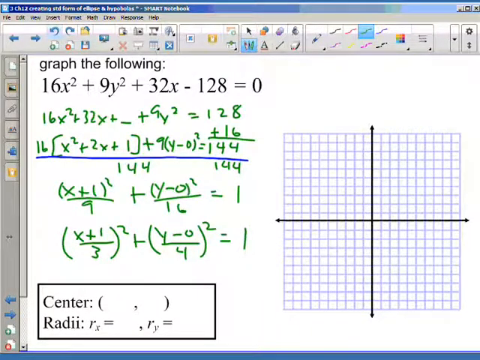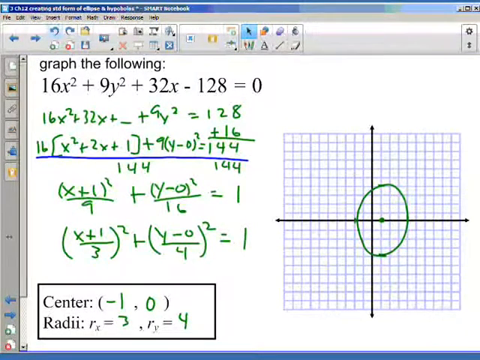Our center, negative 1, 0, has a horizontal radius of 3, vertical radius of 4. So to sketch this ellipse, we'll plot the point negative 1, 0. We'll move 3 left and right, put a dot, and up and down 4. So stretched vertically, slightly. All right.